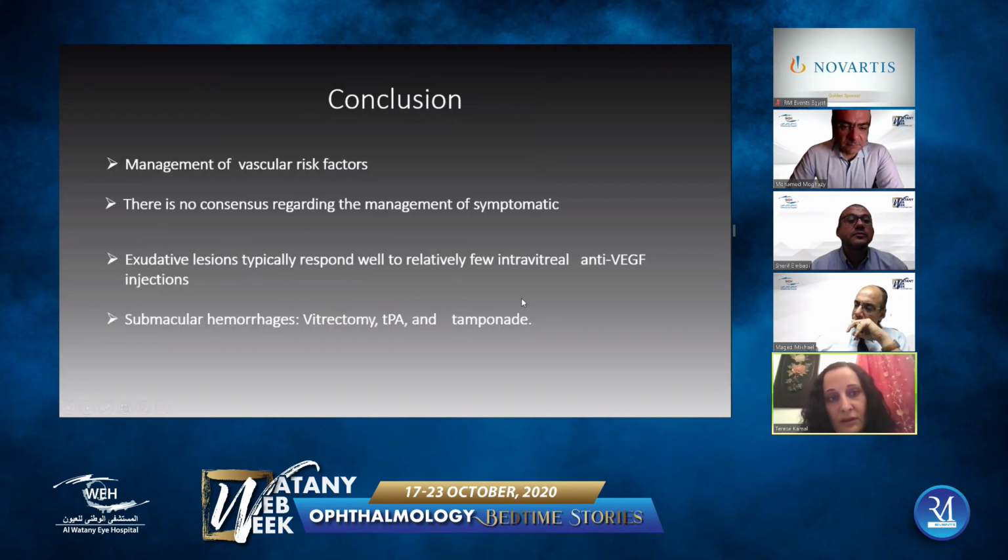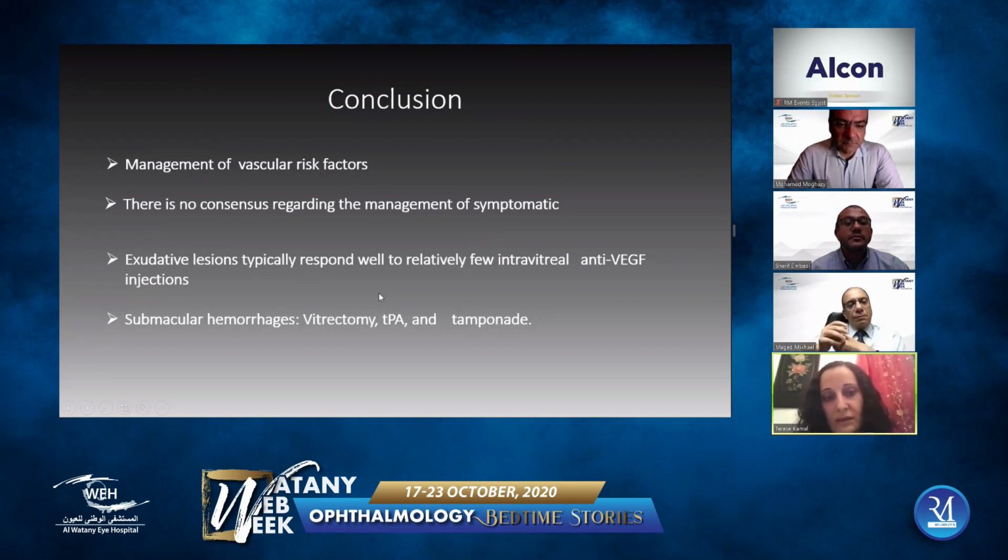So in conclusion, when you manage a patient with TRAM, please consider managing the vascular risk factors with the internal medicine doctor. And as we mentioned, there is no consensus regarding the management of symptomatic macroaneurysm because it depends on the presentation and complications. Exudative lesions typically respond well to relatively few intravitreal anti-VEGF injections. And lastly, submacular hemorrhage patients can be treated with vitrectomy, TPA, and tamponade.